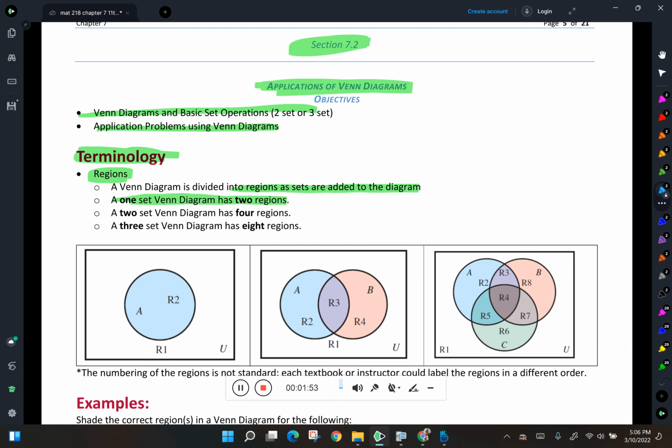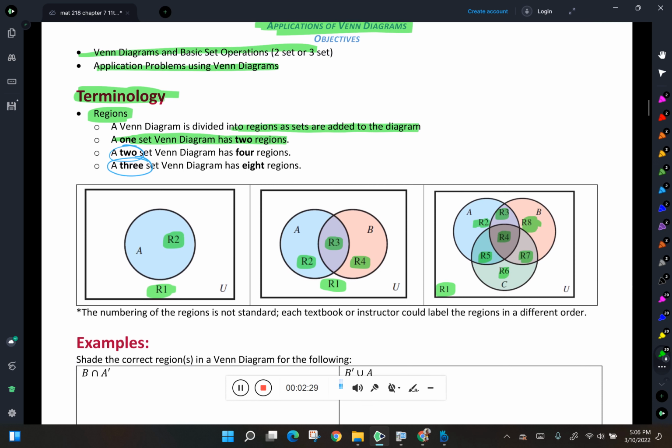And you'll notice that whether it's a one-set, two-set, or three-set Venn diagram, they consistently label the outside Region 1. And then as we add more sets, we get more complicated. When there's one set in our Venn diagram, we just have Region 1 and Region 2. When we have two sets, we now have 4. When we have 3 sets, we now have 8 regions in that Venn diagram. So the numbering or the ordering of these regions is not standard.